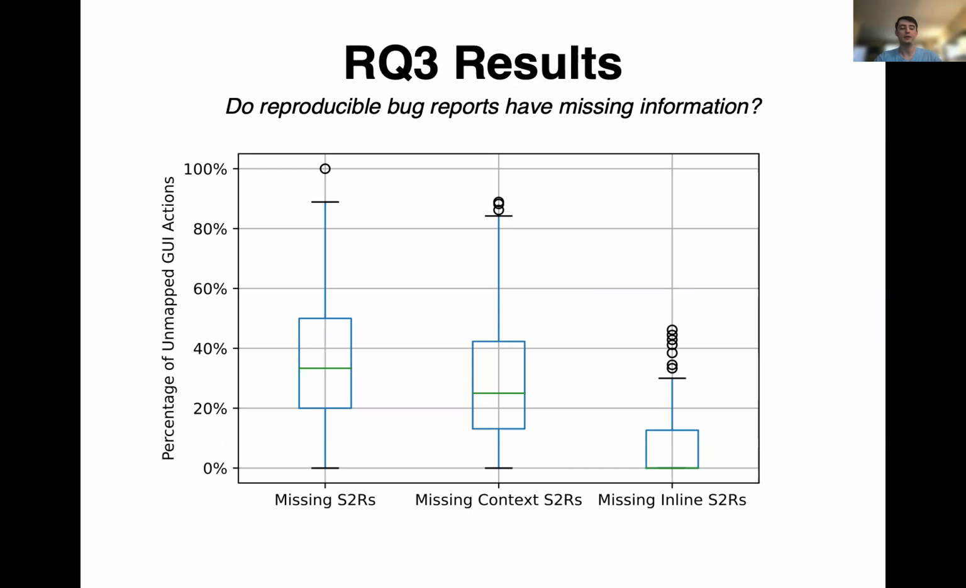Context S2R is something that happens before the first reported step to reproduce by a user. So, for example, if a user's bug report starts off with open the settings screen, but in order to actually open the settings screen, you need to first log in, then the step of logging in would be a missing context step to reproduce. Missing inline steps to reproduce are any missing S2Rs that happen after the very first step to reproduce reported in the bug report.